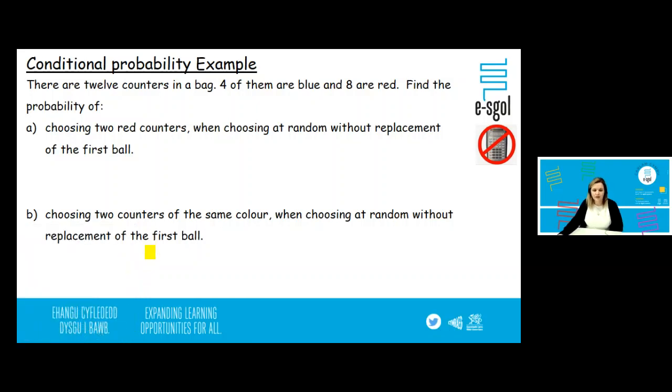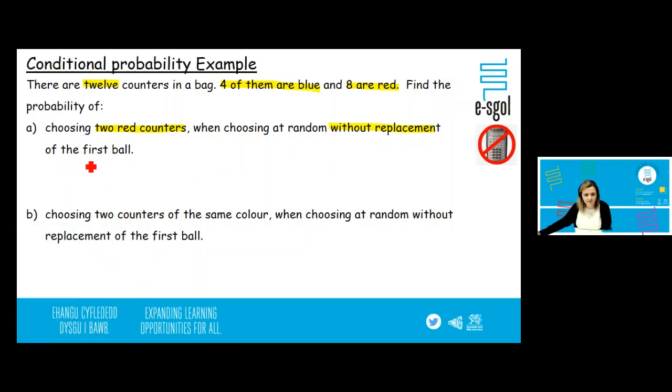So we have 12 counters in a bag. 4 of them are blue and 8 are red. Find the probability of choosing 2 red counters when choosing at random without replacement. In other words, they're going to take out a red counter and then not put it back before they get the next one out. So it is going to affect what happens after it.